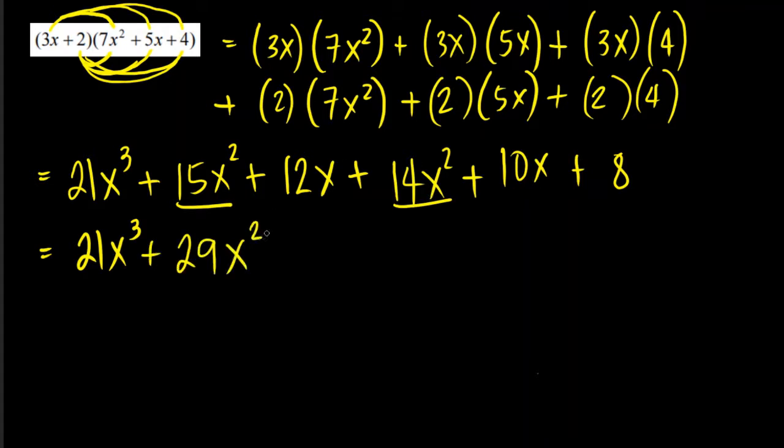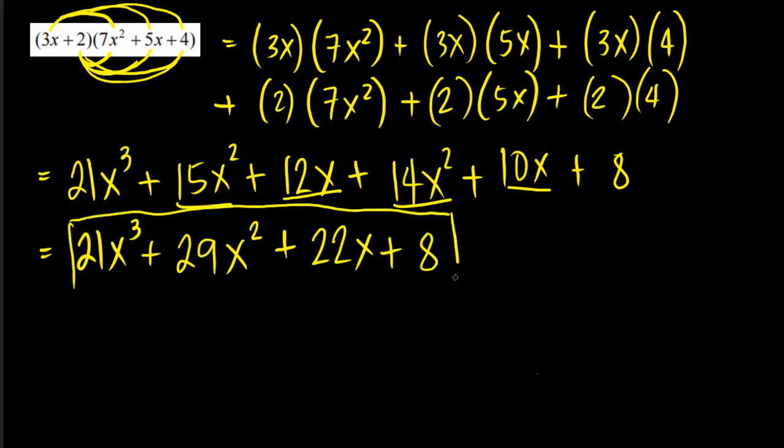29x squared. Also, we have here 12x and 10x, wherein ang ilang commonality, similarity nila is that they have x. So, we can just add them. 10 and 12 is 22x. And finally, we have 8. Pasunod naman na exponent. So, good sa yung answer. Okay. And that's how we multiply polynomials.